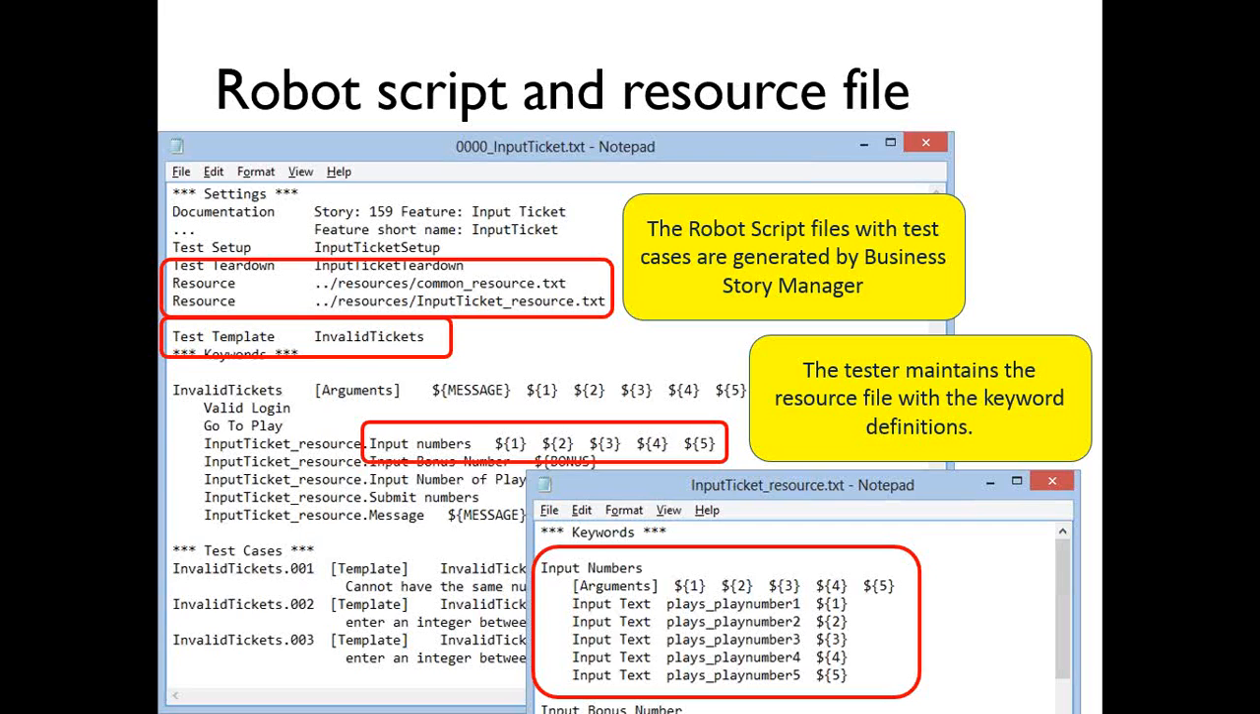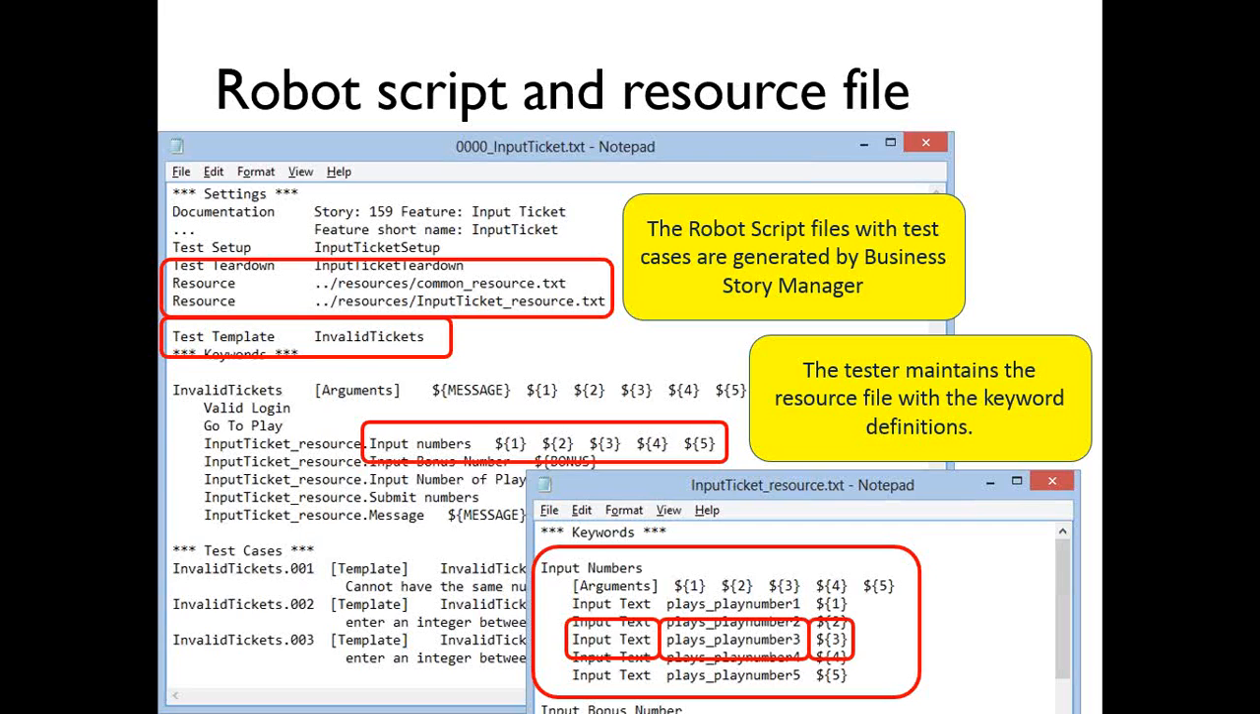So in resource file input ticket underscore resource dot text, there's a keyword definition input numbers, and you can see it takes 5 arguments, and in effect each argument is processed the same way. If you read across, input text is a Selenium WebDriver keyword, a command. Plays underscore play number 3 is the identifier for a field on the screen in the system under test. You could track it down in the HTML for the web page you're looking at. And the $, curly brackets 3 is the third parameter.